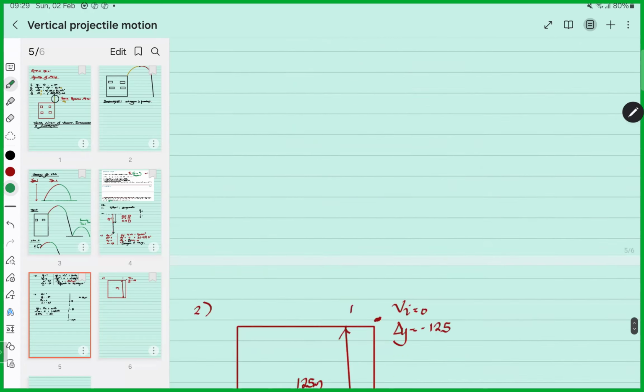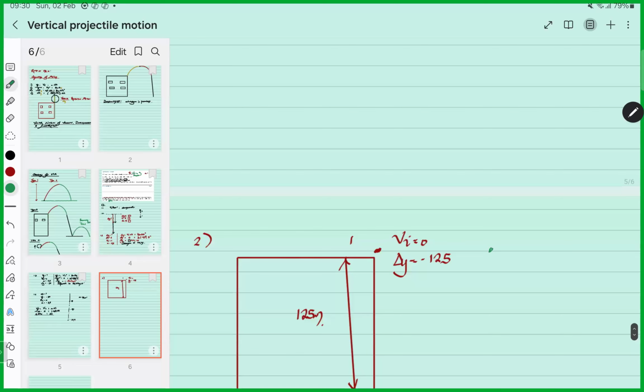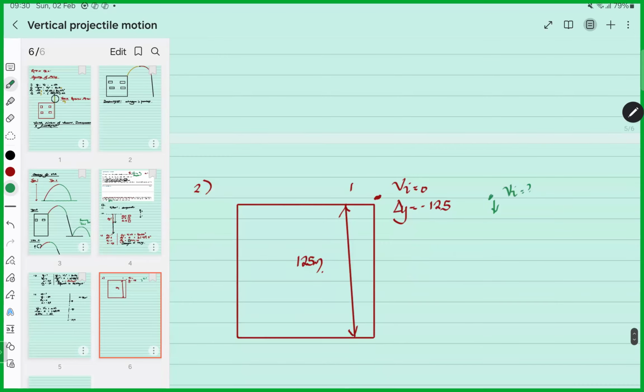So here you have the second stone now. This second stone is thrown down with an unknown initial velocity, which we're going to find. It's going to cover the same delta y of minus 125. But it's thrown 1 second later. What does that mean in terms of the time taken for the red stone to reach the ground and the time taken for the green stone to reach the ground? If they both reach the ground at the same time.